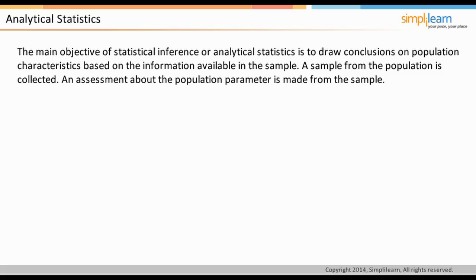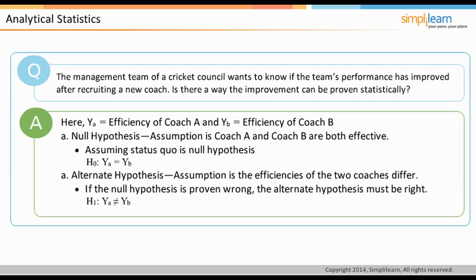The main objective of statistical inference is to draw conclusions on population characteristics based on the information available in the sample. Collecting data from a population is not always easy, especially if the size of the population is big. The easier way is to collect a sample from the population, and from the sample statistic collected, make an assessment about the population parameter. Click the button to see an example of statistical inference.